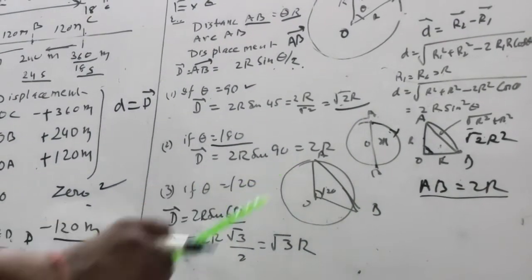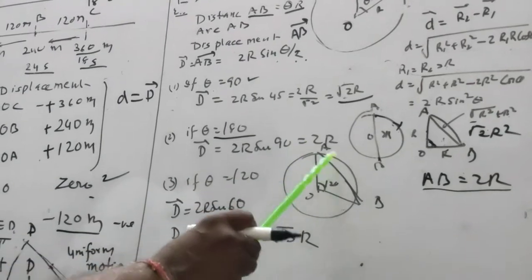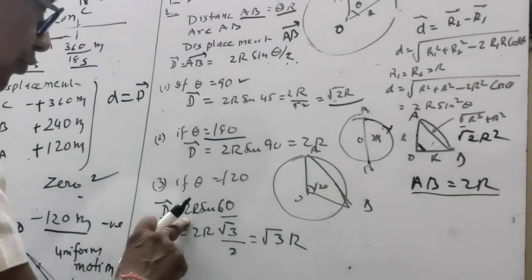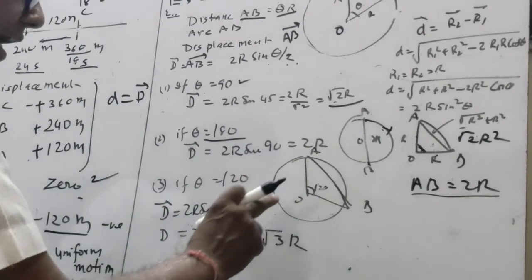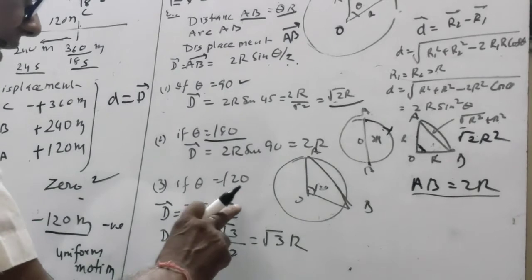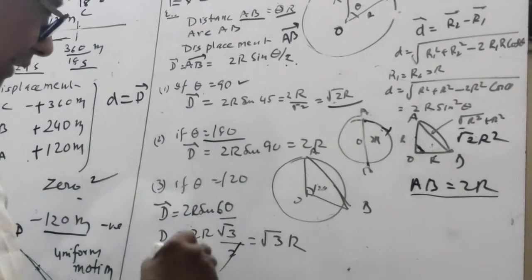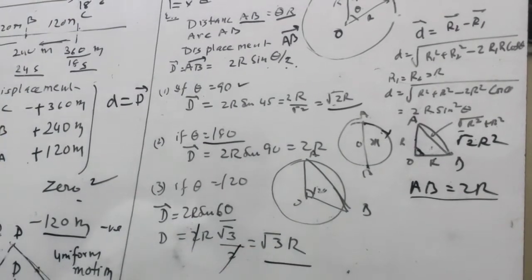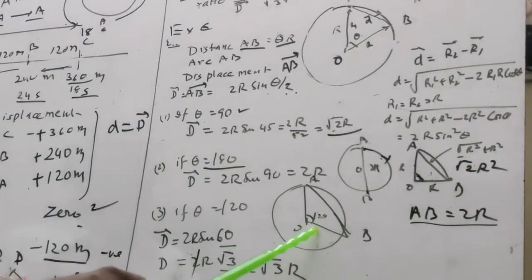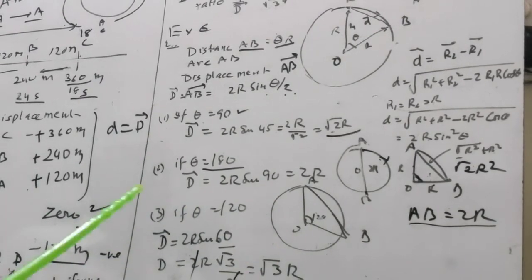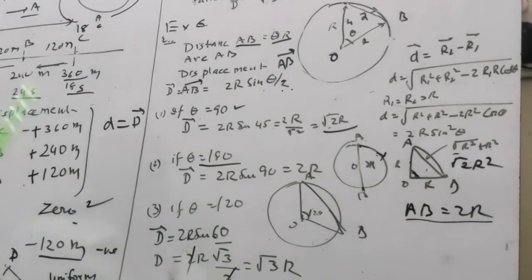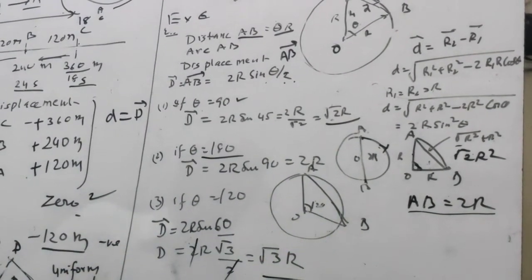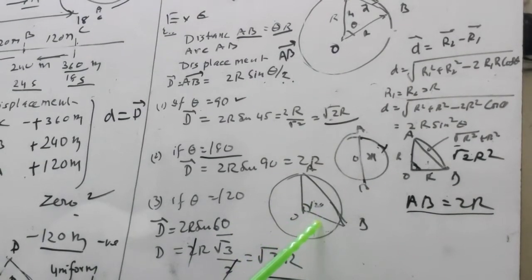Now third, if the angle is 120, then what will be AB? D will be equal to 2R sin 60, half of 120. Sin 60 is under root 3 by 2. This 2 cancels. So it will be equal to under root 3 into R. In this way, we can find the displacement very easily using this formula when the body is in circular motion and its theta angle is prescribed.